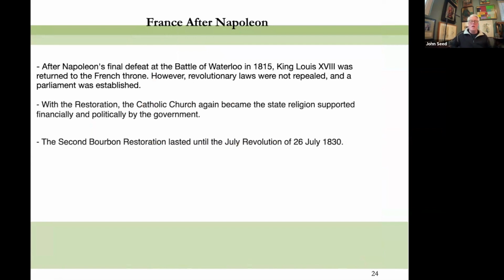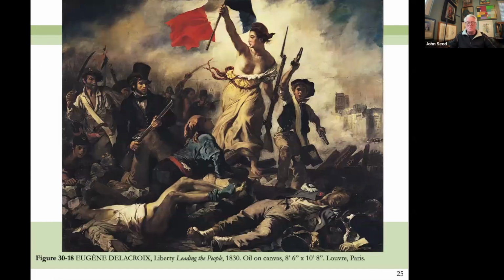A little bit of history. So what happened to France after Napoleon? Well, his final defeat was Waterloo in 1815, and a Bourbon king, Louis XVIII, was returned. However, the Napoleonic code, his legal code, was adopted. That was a kind of success, and there was a parliament. After the Restoration, the Catholic Church again became the state religion, and this all lasted until 1830, when the events of revolution in the streets brought down the Bourbons once again.